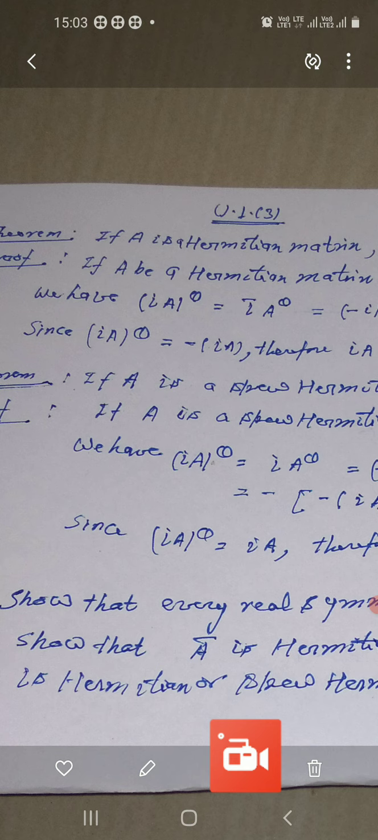Now you should know also that every real symmetric matrix is Hermitian, and A bar is symmetric or skew, A bar is Hermitian or skew Hermitian according as A is Hermitian or skew Hermitian. So this is about the general properties and rules of matrices.